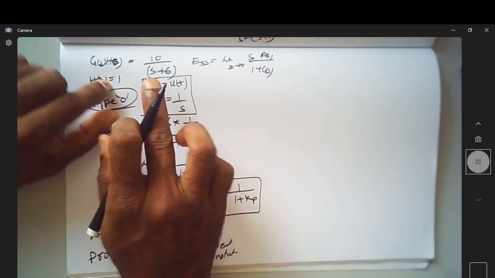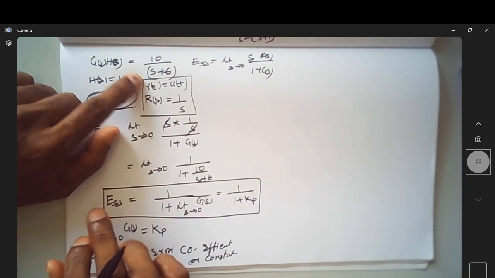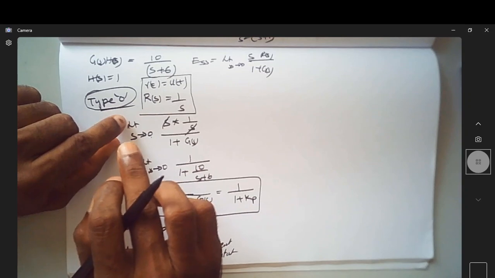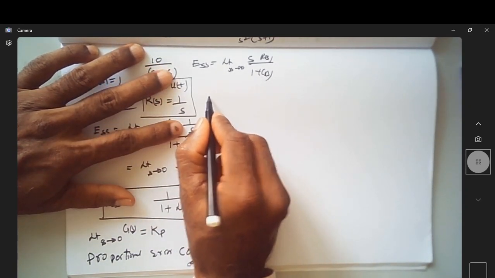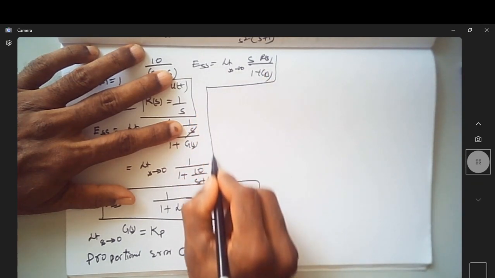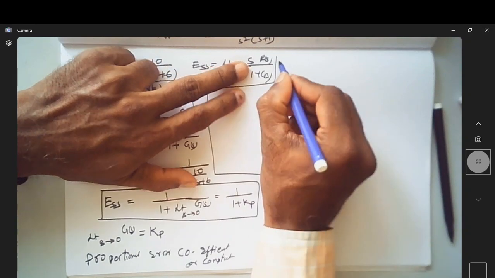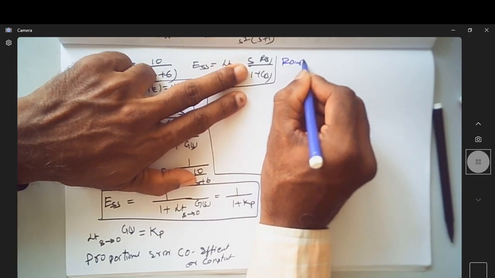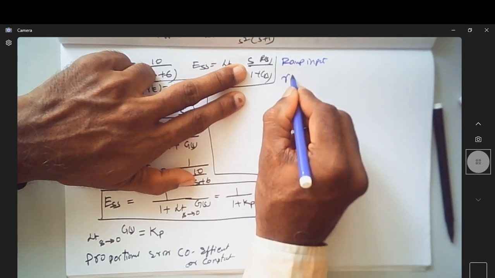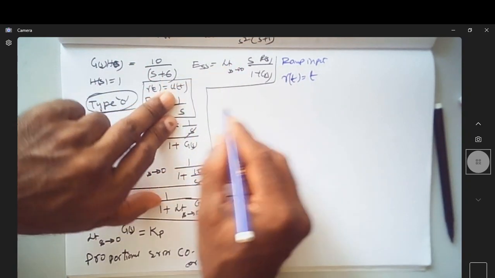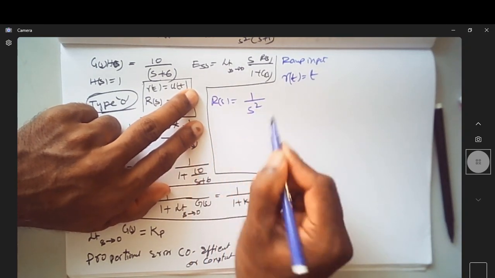Okay, let us take this specific example a bit later. Now let us consider a ramp input. For a ramp input you have R of t equal to t, so R of s is 1 by s square.